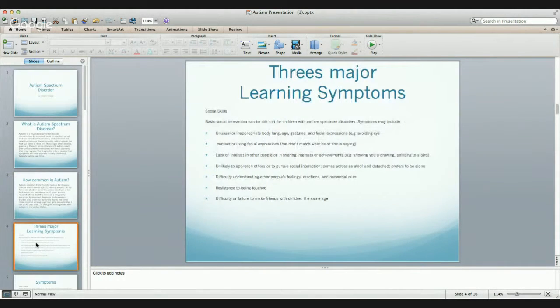Three major learning symptoms. The first one is social skills. Basic social interaction can be difficult for children with autism spectrum disorder. Symptoms may include unusual and inappropriate body language, gestures, eye contact, or using facial expressions that don't match what he or she is saying, lack of interest in other people or in sharing interests or achievements, unlikely to approach others or to pursue social interaction, difficulty understanding other people's feelings and reactions, resistance to being touched, difficulty or failure to make friends with children the same age.